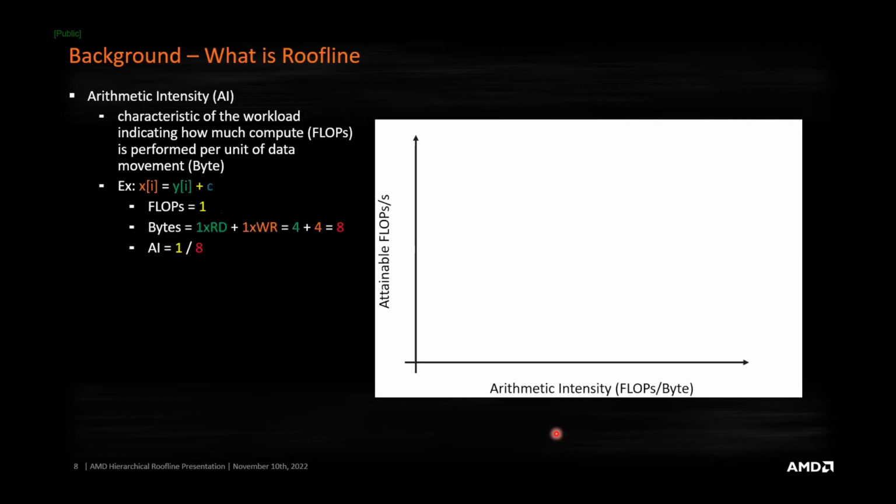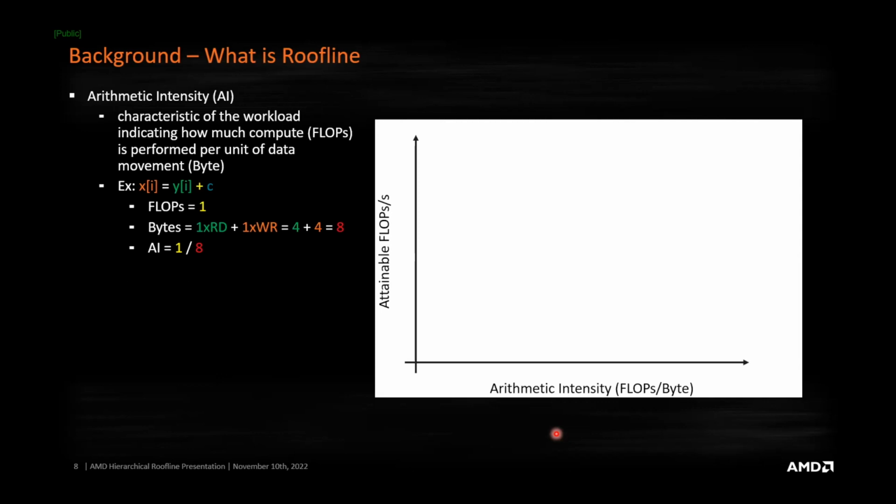Now, on the x-axis, we have this notion of arithmetic intensity. And I'm going to be calling it throughout this presentation AI. So not to confuse with artificial intelligence, we're talking about arithmetic intensity. And this is simply a specific characteristic of your workload, and it indicates how much compute is performed per unit of data movement.